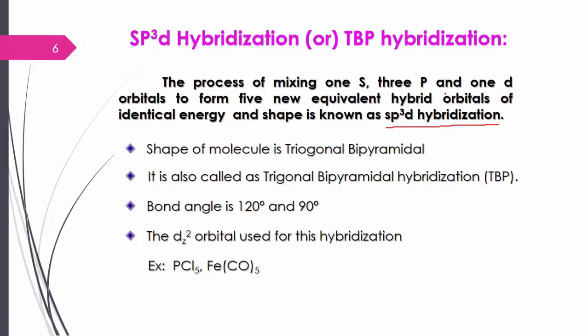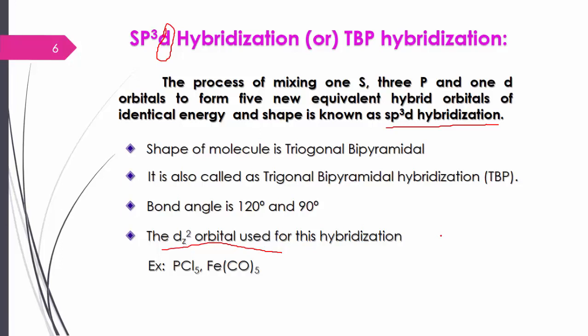Now what we have to understand is the d orbital here. The d orbital used in this sp3d hybridization is dz2. So the dz2 orbital is used for this hybridization.